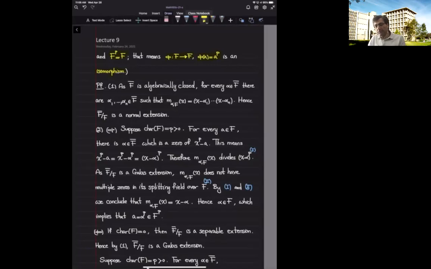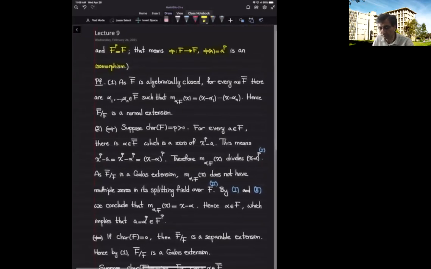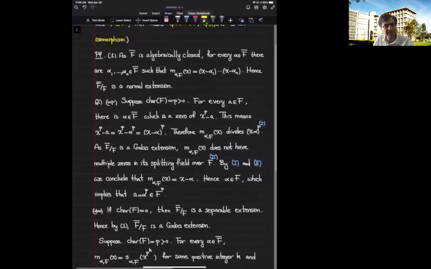And here we want to show that the extension F bar over F is a Galois extension if and only if F is a perfect field. Okay, let's start with why this extension is always a normal extension. What does normal mean? Normal means that for every element that I give you inside this larger field, the minimal polynomial can be factored into linear factors.